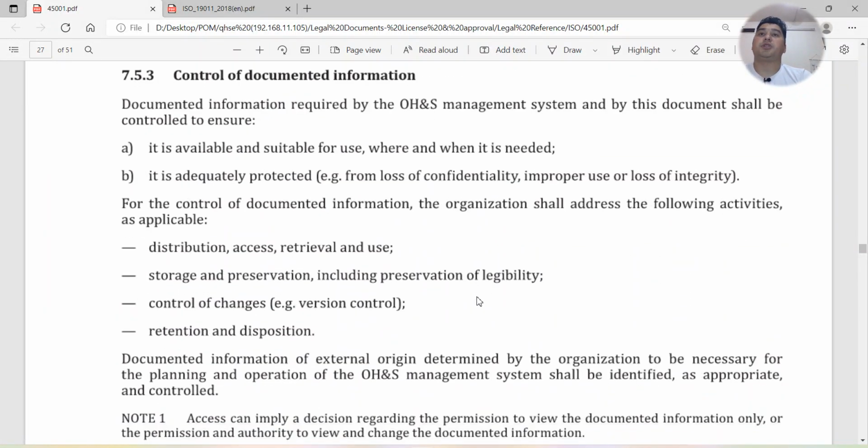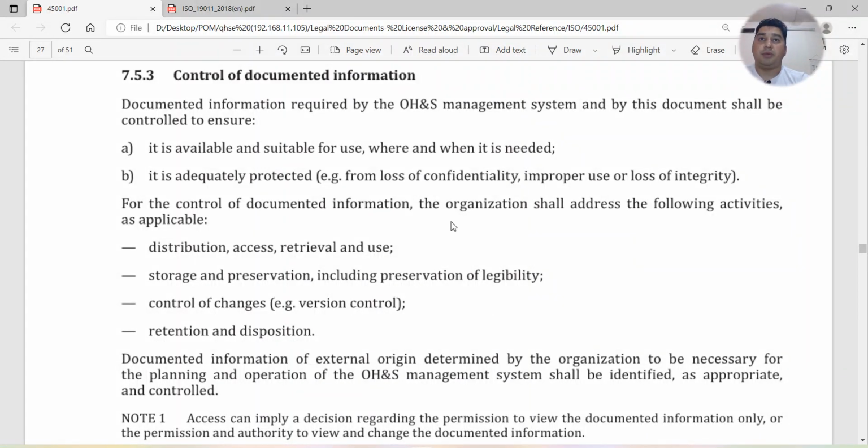Now, the control of documented information. Whenever you are creating and updating any document, that document should be controlled also. Documented information required by the OHS management system and by this document shall be controlled to ensure it is available and suitable for use where and when it is needed. It is adequately protected. You have to protect your document from loss of confidentiality, improper use, or loss of integrity. There are many potential documents that can be misused, like bank account details documents, contractor details documents, and service agreement documents. So those documents should be protected also.